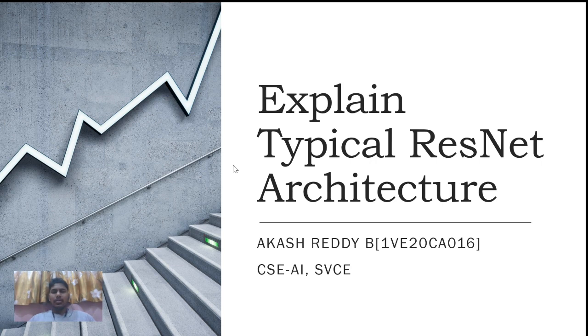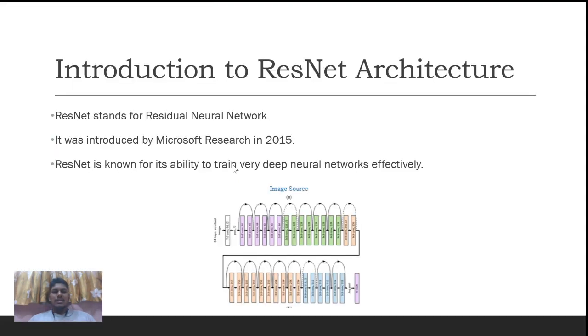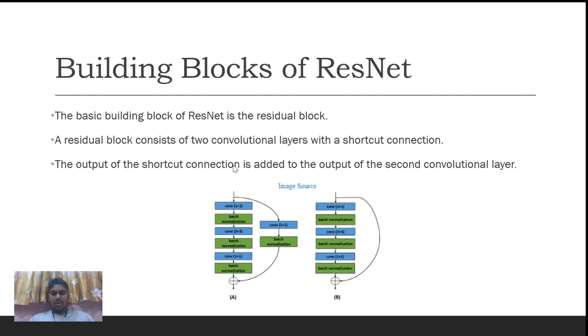So today's topic is about explaining the typical ResNet architecture, which comes under and follows the CNN architecture. First, let's go through the introduction of ResNet architecture. ResNet stands for Residual Neural Network. It was first introduced by Microsoft Research in 2015. ResNet is known for its ability to train very deep neural networks, shortly known as DNN, which is shown in the image, having multiple layers.